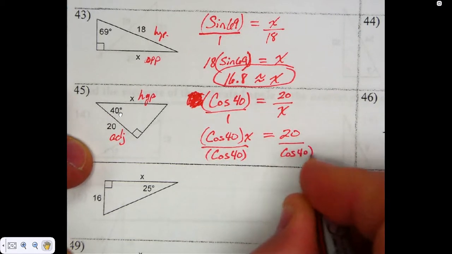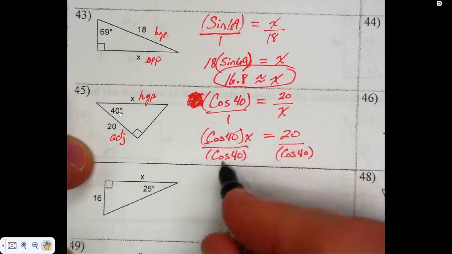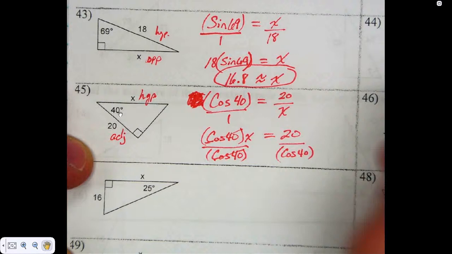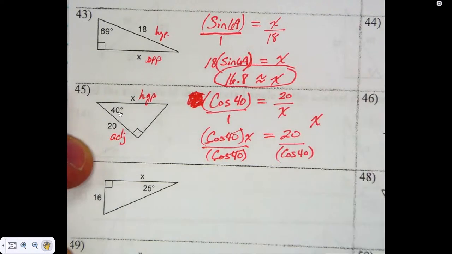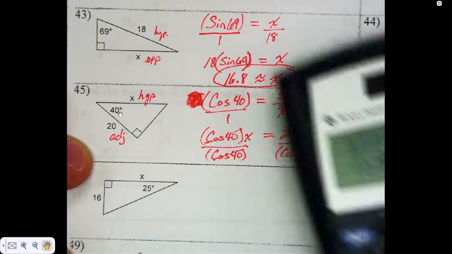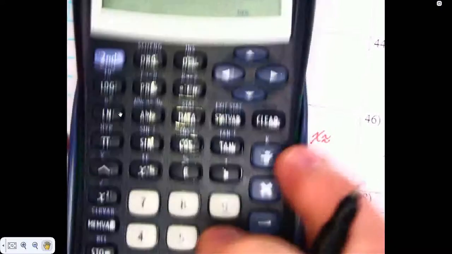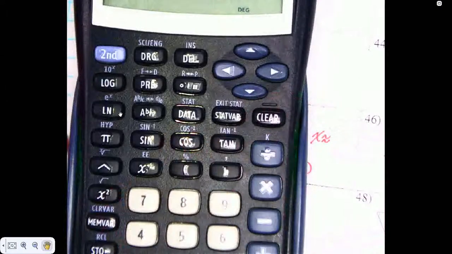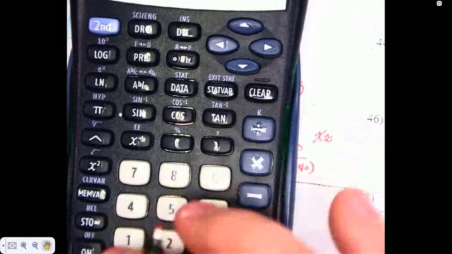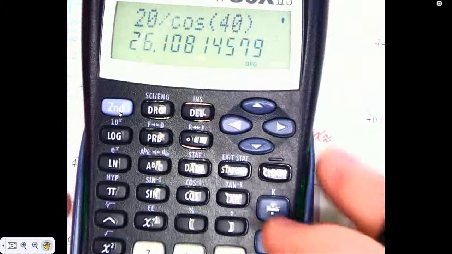Cosine of 40. What was in front of the x? What I'm multiplying by the x. Because isn't the same thing over the same thing divided into 1, just leaving what? X. Does everyone agree? So now the only thing left to do is put this into your calculator. So what I'm going to put is 20 divided by cosine of 40. Close my parentheses and press equals. 26.1, because they want you to round to the nearest tenth here.